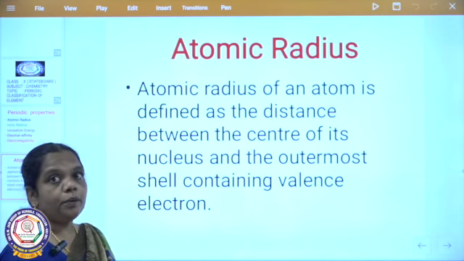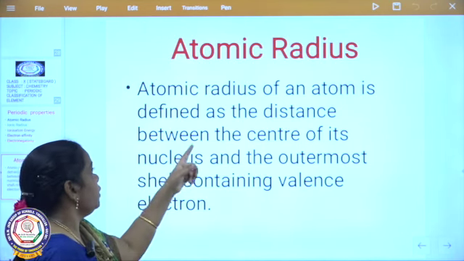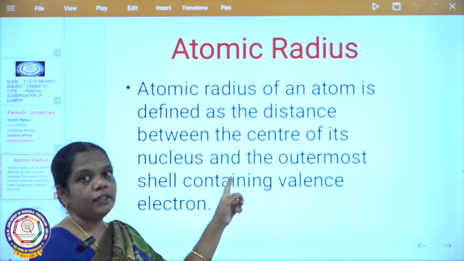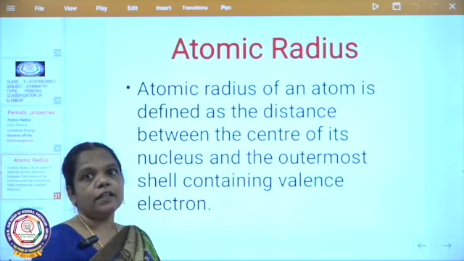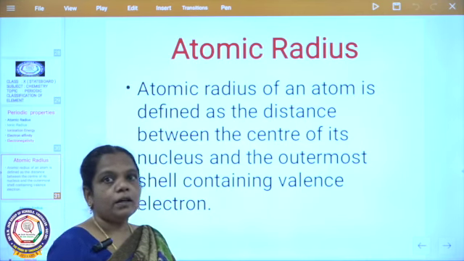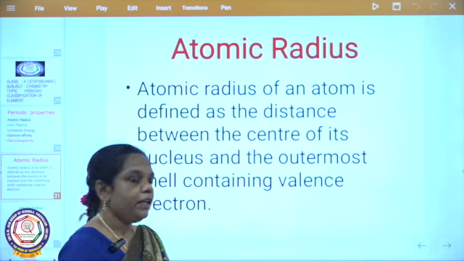So what is meant by atomic radius? The distance between the center of the nucleus and the outermost shell containing valence electrons is called the ionic or atomic radius.